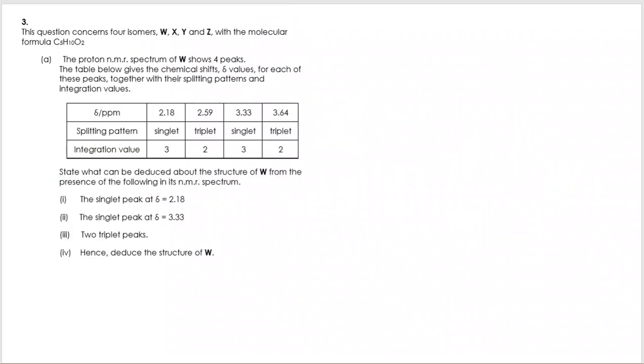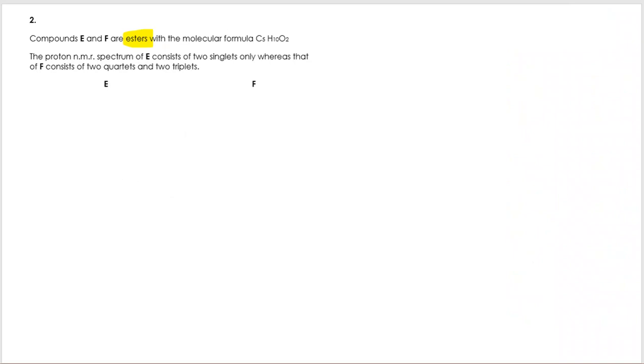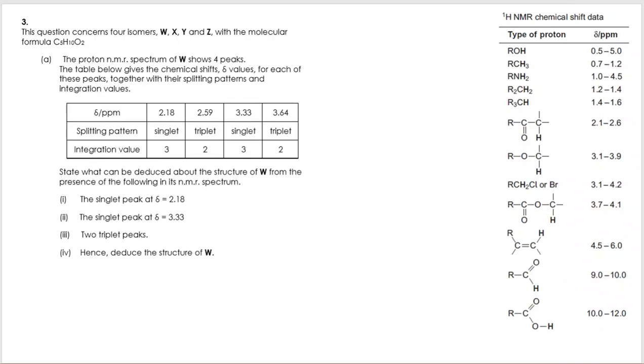Here's another question for you to try. See how you do. So I've brought the table over so that we can work out what it is that we want to be able to work out, and we're looking at a peak at 2.18. It's a singlet and it's got 3 H's in the environment that we're dealing with. So what we're looking at here is immediately I'm going to go to the 2.18 is between 2.1 and 2.6.